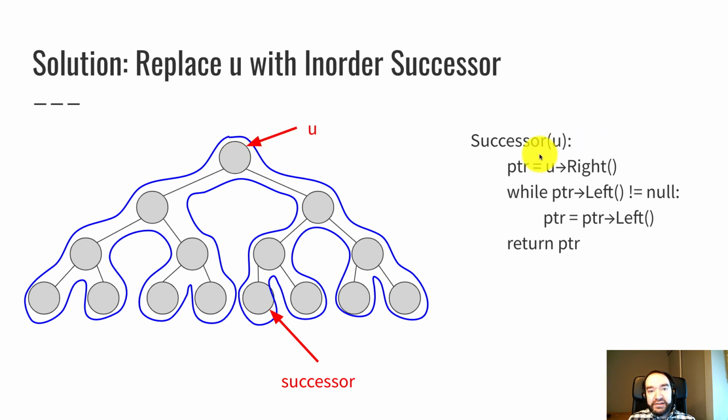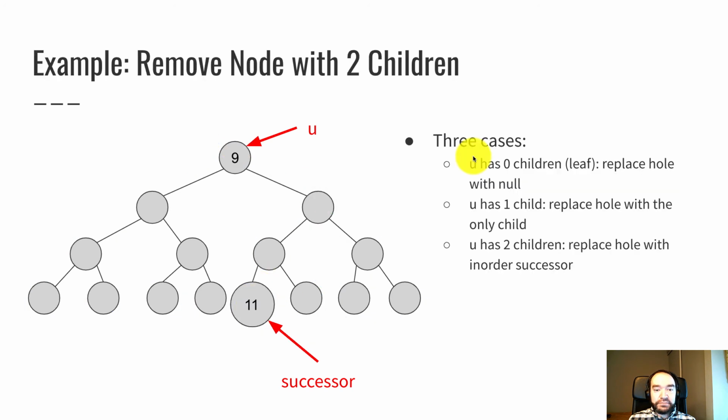Here's pseudocode for that. It's actually pretty easy. Pointer would point to U's right, so that goes down right once. And then as long as pointer left is not null, so as long as this node still has a left child, we do pointer equals pointer left, that moves to that left child. So that will zoom us straight down there and then return that pointer. So here's a little helper function called successor. Given node u, it finds the successor of u, meaning the next node in order traversal, is just go right once and then left as far as you can.